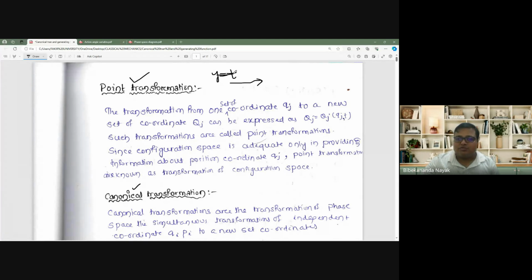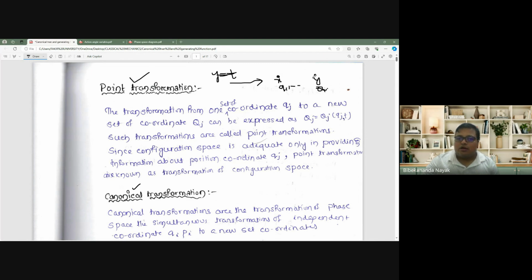Point transformation basically means one point. Suppose it has one coordinate, and we change one coordinate to another. It has, let's say, x, we convert it to y, or small q to capital Q. Maybe it has a number of coordinates q1, q2 to qn, then it will be capital Q1, capital Q2 to capital Qn, n number of coordinates. So in point transformation, small q1 goes to capital Q1, small q2 to capital Q2, small q3 to capital Q3. And that is done in your normal space, which is known as configuration space.